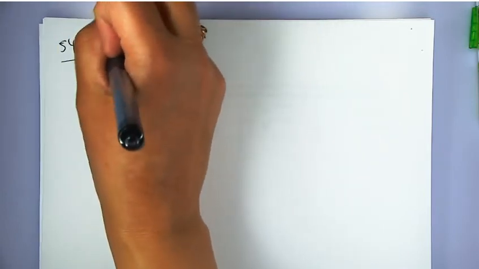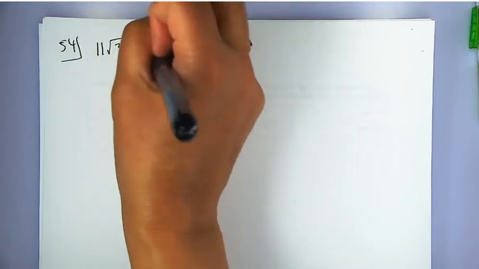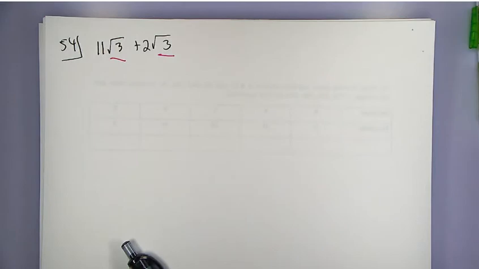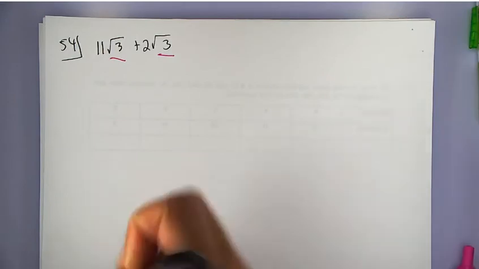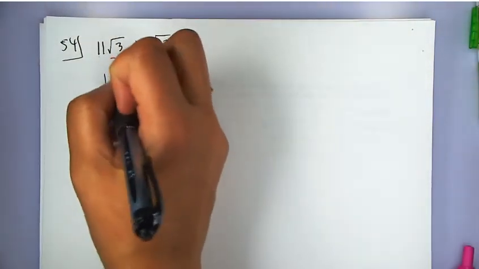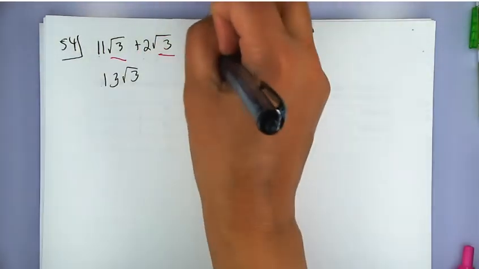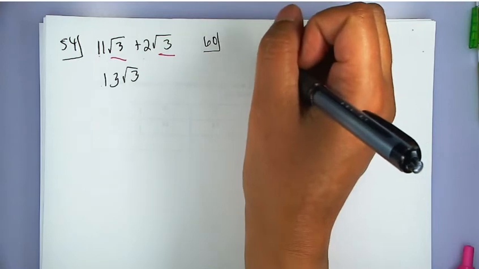Number 60 says square root of 20 plus square root of 125 minus square root of 80. Notice here, we have to simplify first. Hopefully the next problem you'll be able to do on your own, but this problem, let's do it together. Well, I know that 20 is 4 times 5, so I can take the square root of 4, and this becomes 2 square roots of 5, because the square root of 4 is 2.